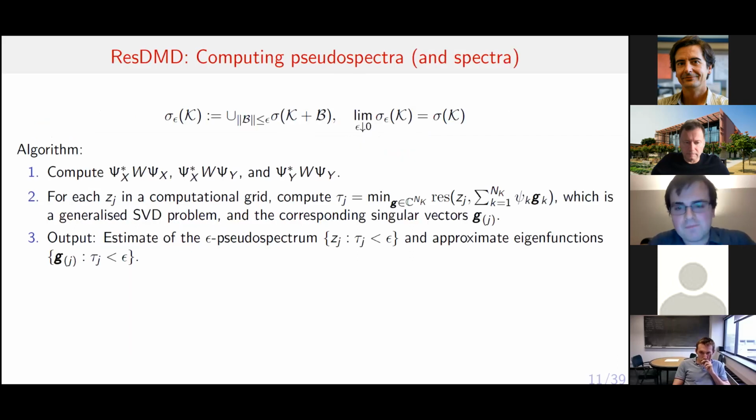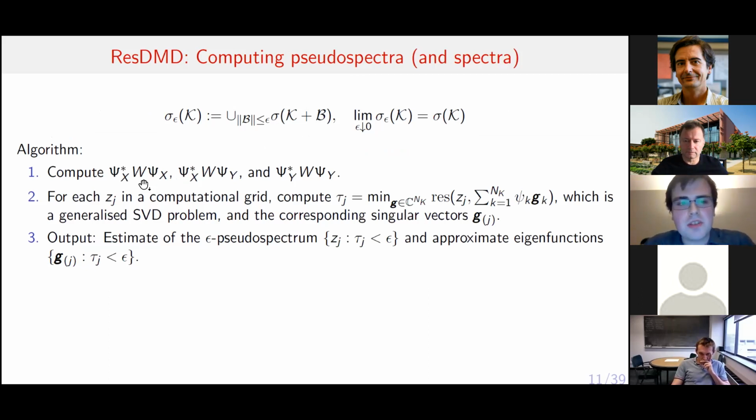So to overcome that, we also compute something called pseudospectra. So given epsilon greater than 0, the pseudospectra is just this union of perturbed spectra, where I perturb the operator K by some B of size at most epsilon. So this is sort of a notion of how stable the spectrum is. And you can prove that as epsilon goes to 0, this will converge to the spectrum in an appropriate sense.